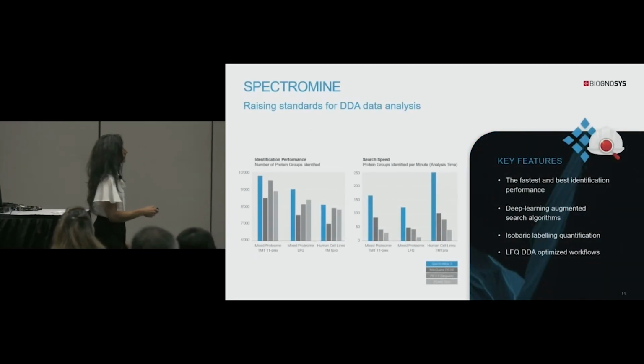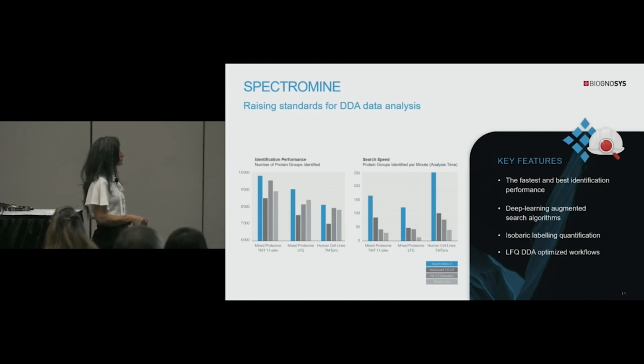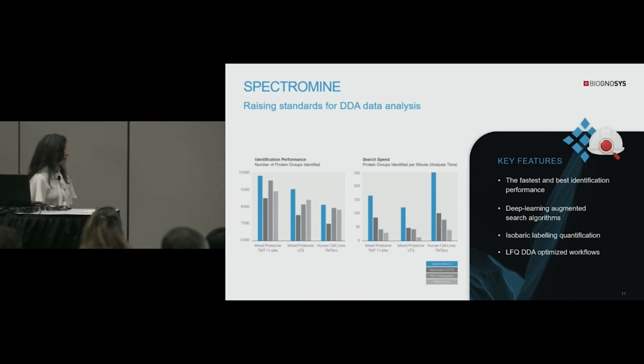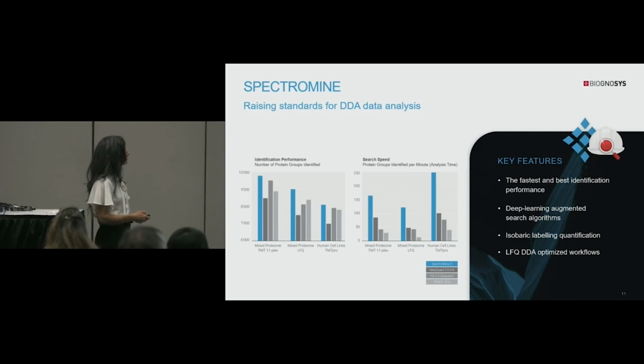And finally, we have Spectromine. So if TMT is your jam, or you are still doing LFQ in DDA mode, or you are running DDA to have spectral libraries and so on, Spectromine is the fastest and gets the best identification performance in the market. At least last time we checked.